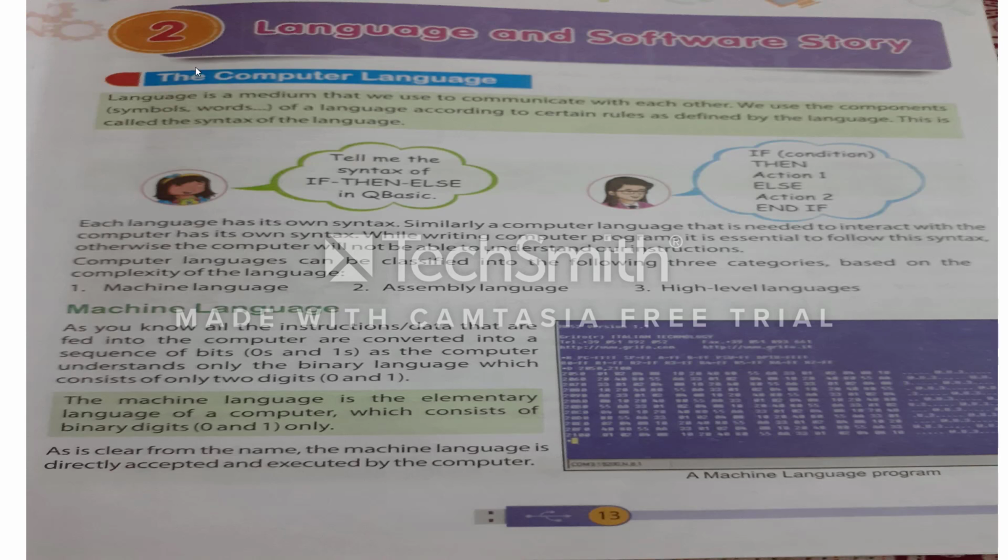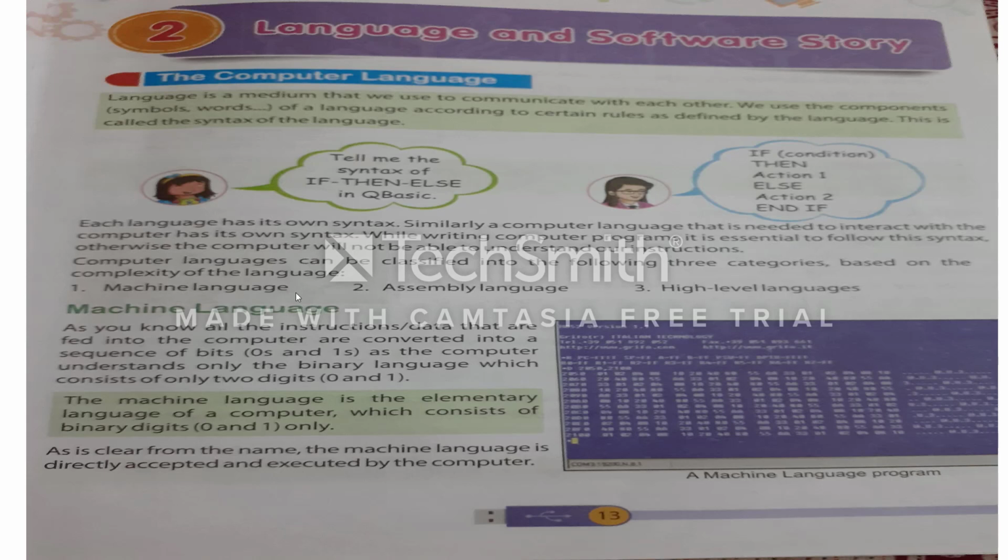Similarly, children, computer also has a language. That is called the computer language. Now, children, a computer is a machine, so the language which the computer understands is different from our language. The language of computers and systems has been categorized in three categories.